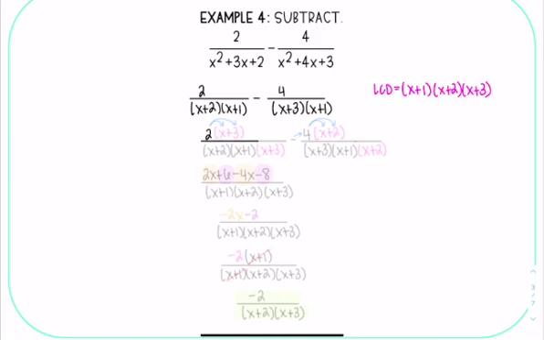So we have 2 over x plus 2 times x plus 1. But what part of the LCD am I missing? We're missing the x plus 3. And so what I do on the bottom, I have to do on the top.